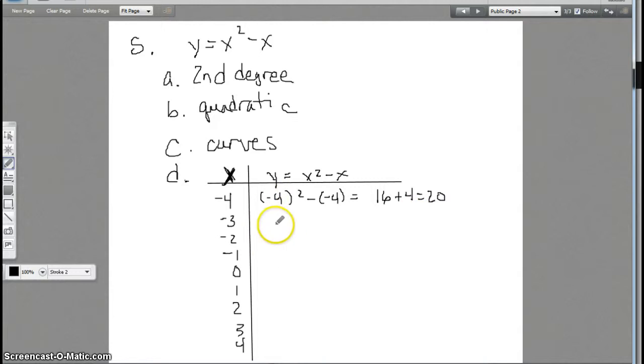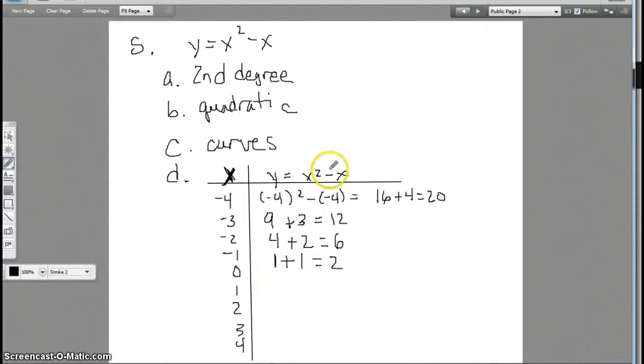So now I'm going to start skipping some steps here. -3, when we square it, is going to become a +9. And then when we subtract a -3, that's adding 3. So this is going to be 12. -2, when we square it, becomes a +4. And then we're going to subtract a -2. Subtracting a -2 is the same as adding 2. So 4 plus 2 is 6. Now we're going to do -1. When we square a -1, we get a +1. And when we subtract a -1, that's the same as adding 1. Subtract a negative, that's the same as adding. 1 plus 1 is 2.